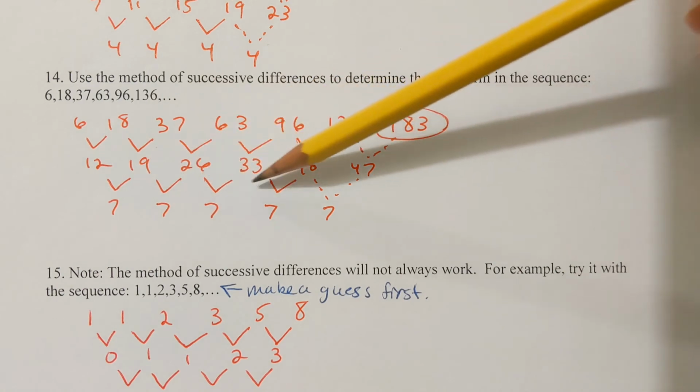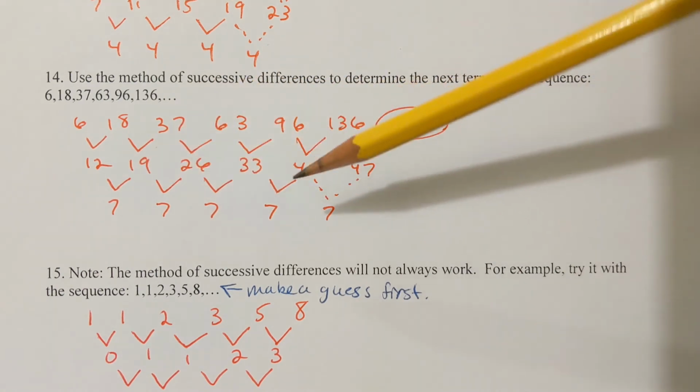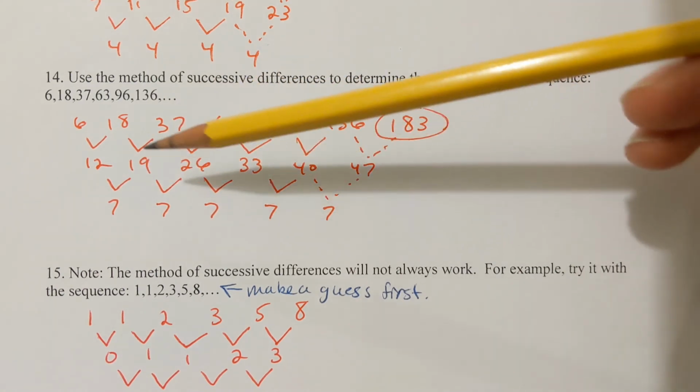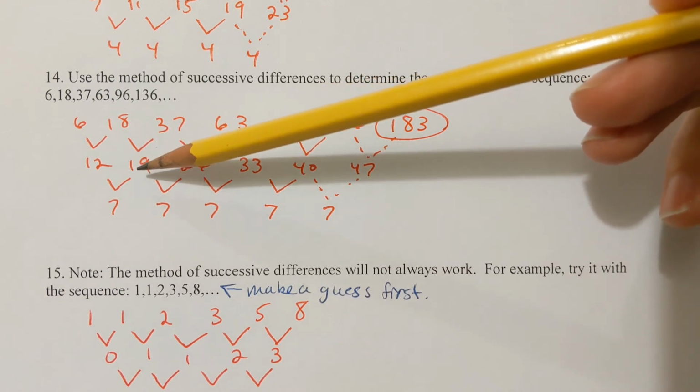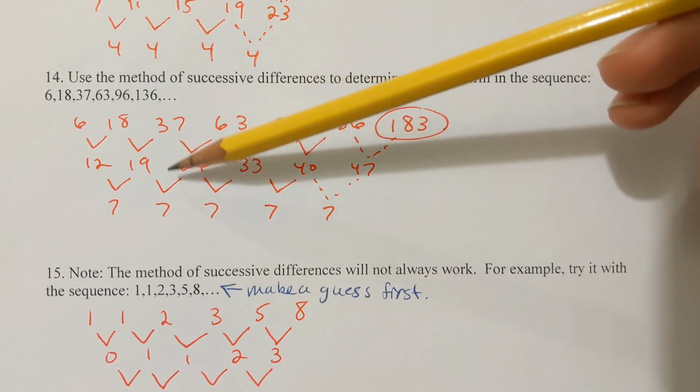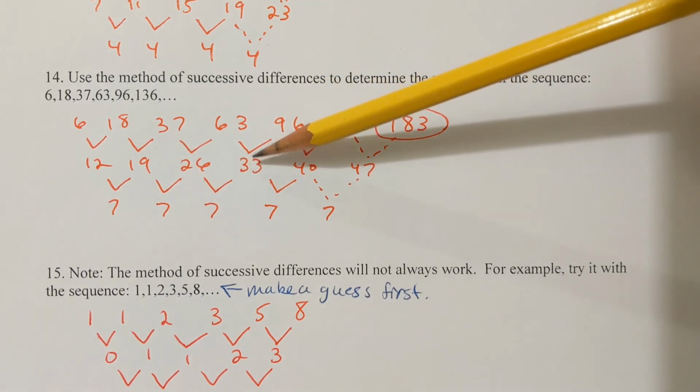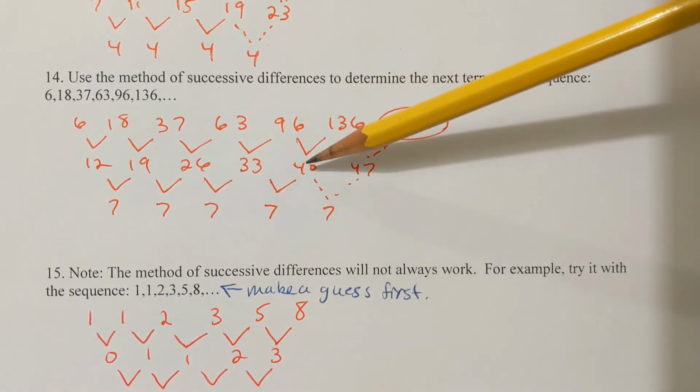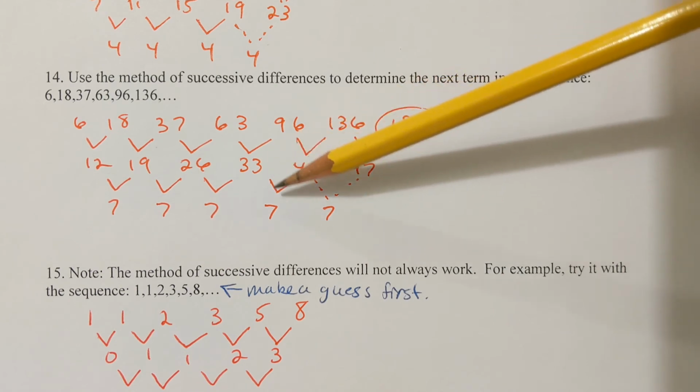Now I don't see all the same number there, so I need to repeat what I just did. Take the right number minus the left number. 19 minus 12 gives me 7. 26 minus 19 gives me 7. 33 minus 26 gives me 7. And 40 minus 33 gives me 7.